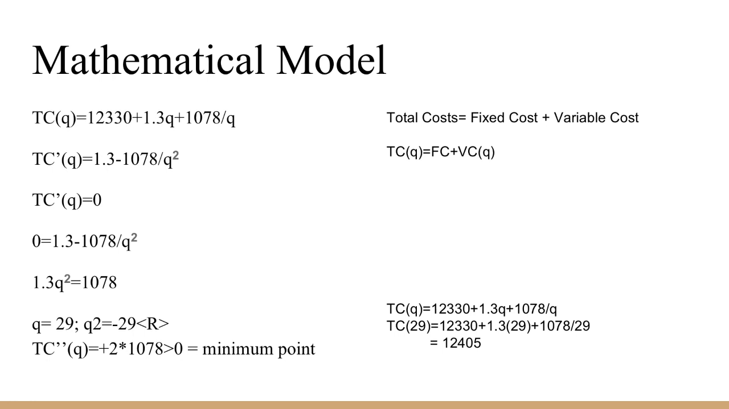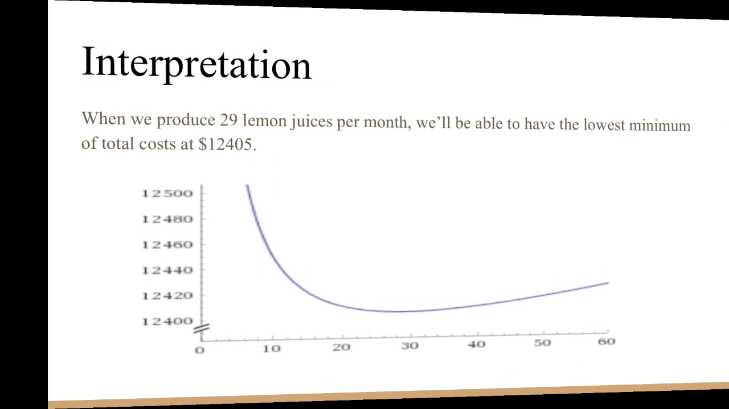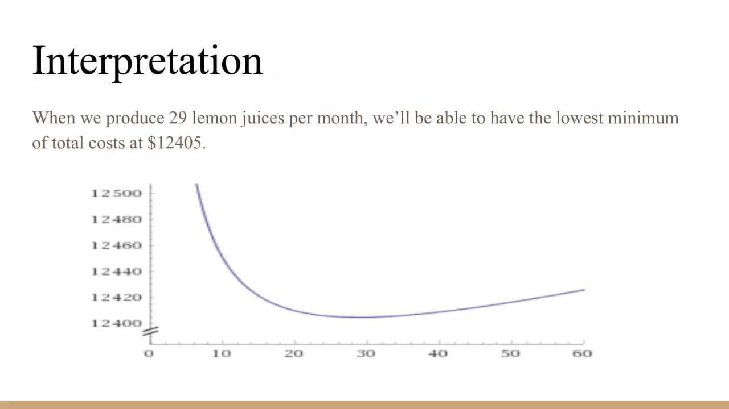When the first derivative of the total cost function equals 0, when we solve it, Q would be 29 or minus 29. But due to our assumptions, we can reject Q equals minus 29. When we plug Q equals 29 into the total cost function, we'll find that it equals 12,405. What does Q equal to 29 mean? Well, it means when we produce 29 cups of lemon juice per month, we'll have the lowest total cost at 12,405. We can also see this from the graph below.